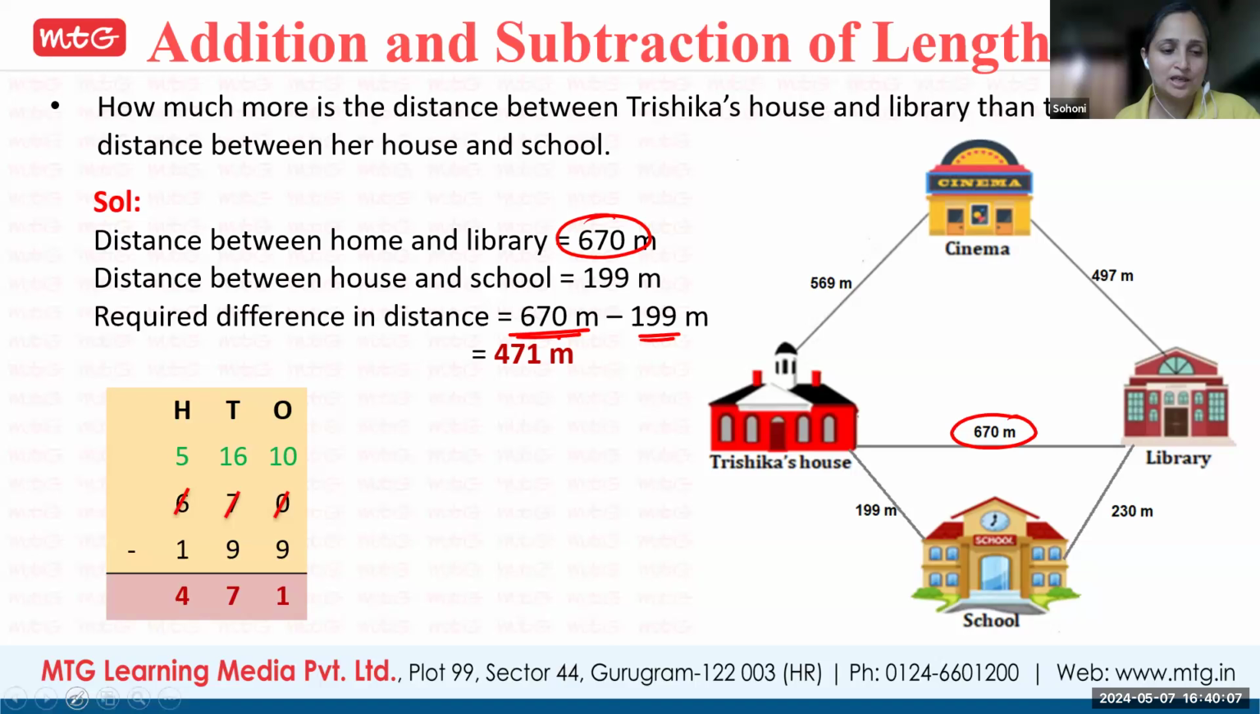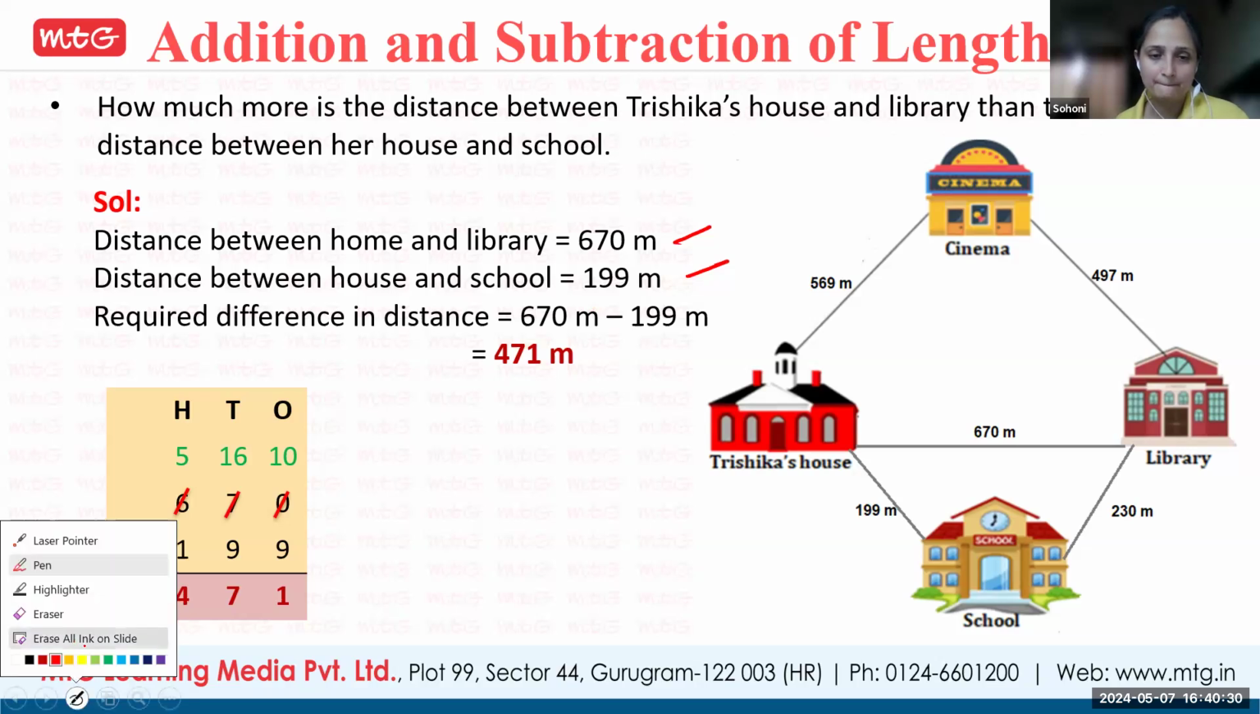So whenever you have to find how much more, how much less, you have to go for the difference. If anything is more than the other thing, how much more means you have to find the difference between the numbers. If the same question is for how much less, then also you have to find the difference.